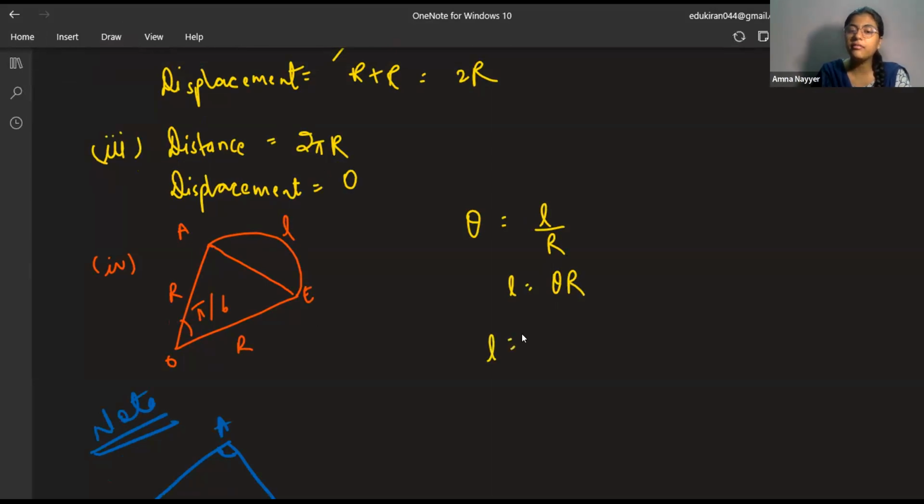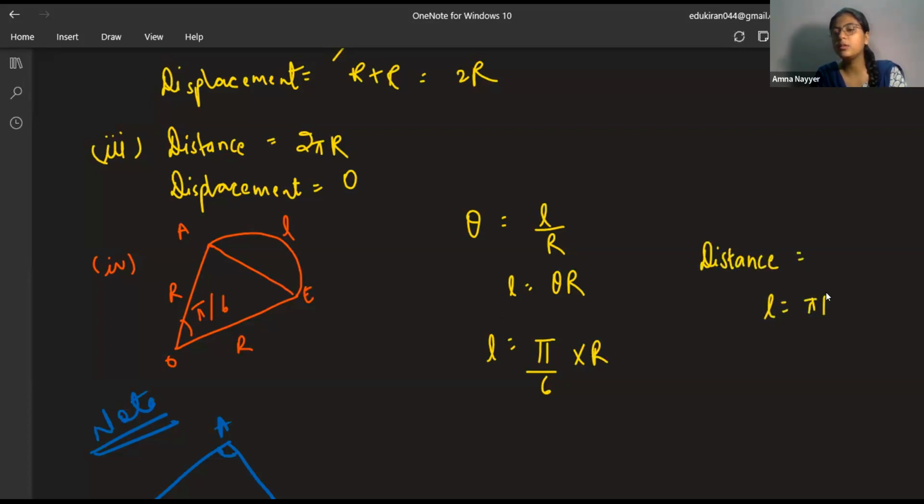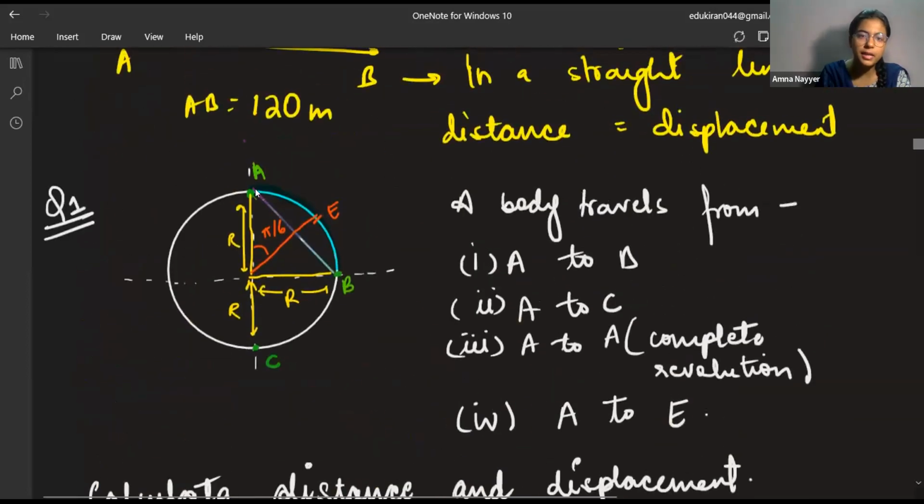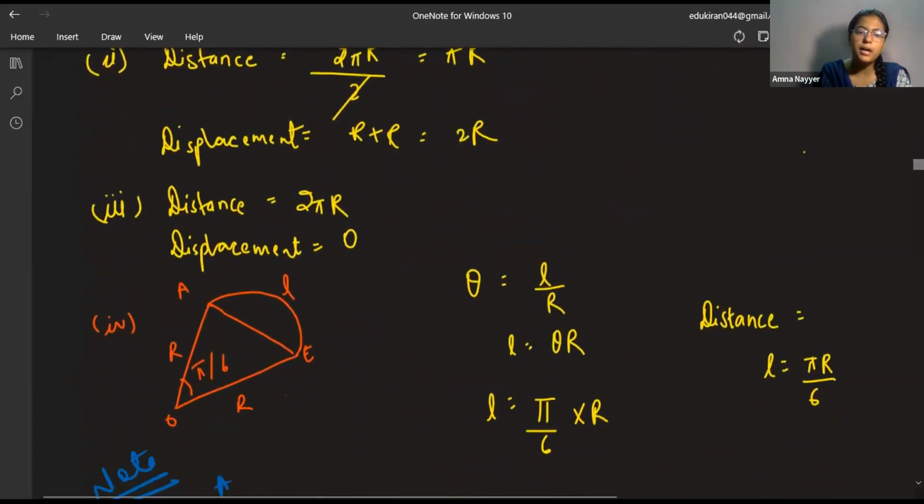Now the length of the arc will be, what is the angle given to you? Pi by 6. What is the radius? R. So the distance will be equal to L, which is equal to pi r by 6. Fine, this is the distance. So what have we actually calculated? We have calculated this L, because this is only the distance that is covered. Now, when we talk about displacement, we directly join A to E. That means we are directly joining this part, A to E.